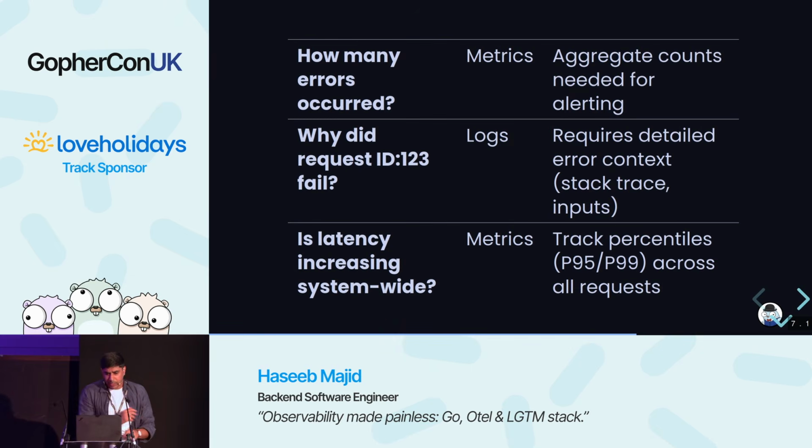And then just really quickly to summarize, where might you use what? How many errors occurred? Probably a metric. Why did a specific request fail? You might start off with tracing, but you're probably going to solve that using a log. You're going to require detailed error context. Is latency increasing? We've kind of already seen what we were looking at. We were looking at the P95 latency, but that's going to be a metric again.